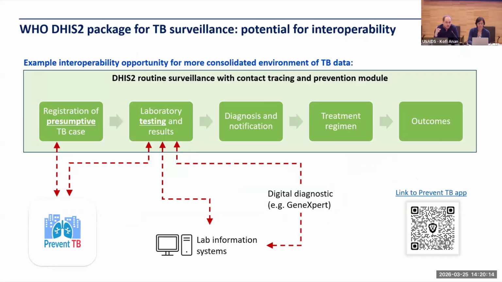Taking it one step further, we can also think about interoperability with other systems that might be in place in the country. So in green here, let's say this is our DHIS2 routine surveillance with the contact tracing and prevention module installed. We can see how it can connect to other systems. So at the registration stage, it can connect to Prevent TB, which is a mobile application that's been developed here at WHO to support screening and prevention activities out in the community. And at the laboratory stage, there's the opportunity to connect with laboratory information systems or digital diagnostics such as GeneXpert, so that these data don't have to be manually entered into the surveillance system, but automatically pushed in. Next slide, please.